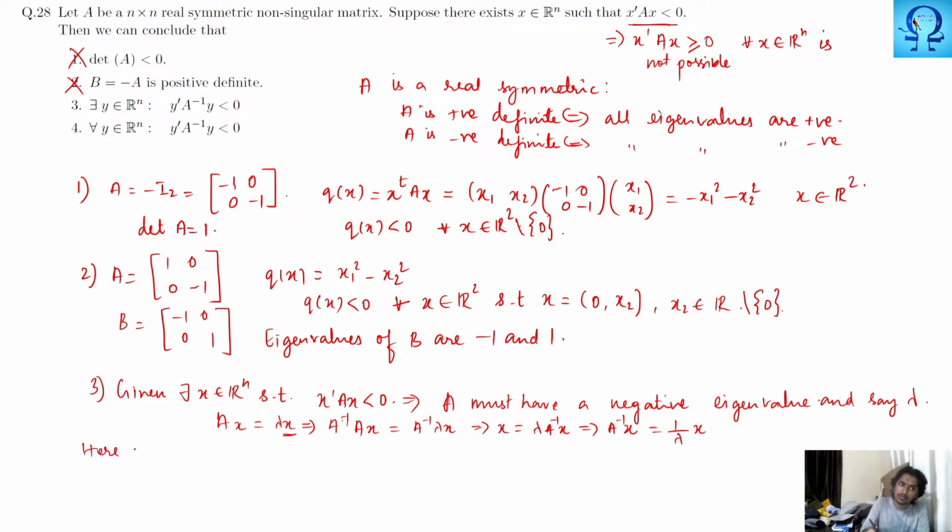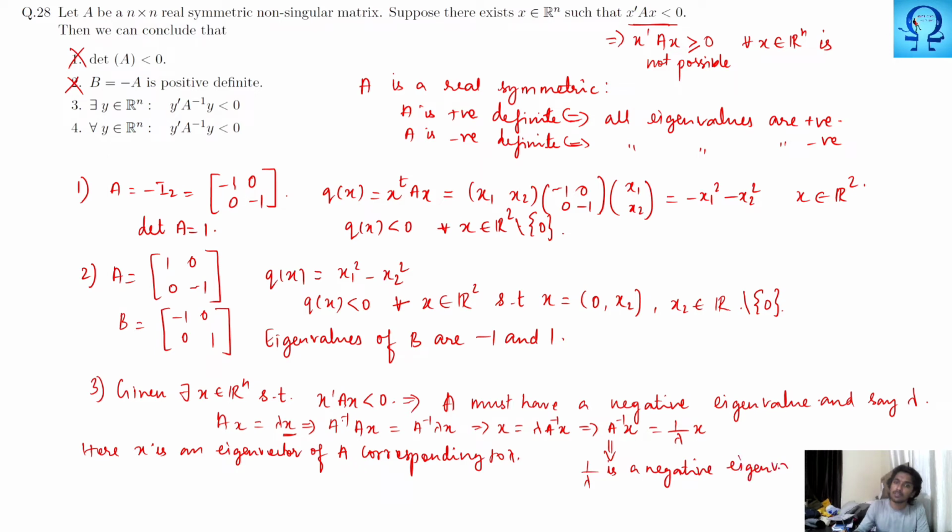Basically, what is this x? Here x is an eigenvector of A corresponding to lambda, and finally what you are getting is A inverse x equals 1 upon lambda times x. We have said that this lambda is a negative eigenvalue, hence it cannot be 0, so this expression is valid. With which we infer that 1 upon lambda is a negative eigenvalue of A inverse. So what can you say? This thing is holding true.